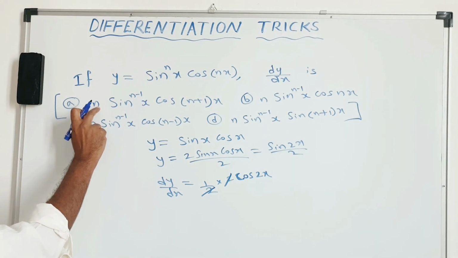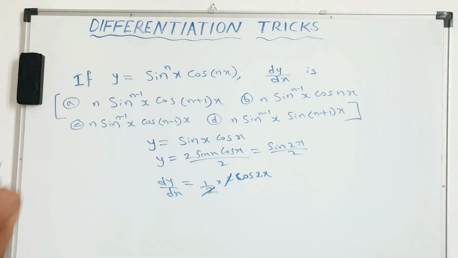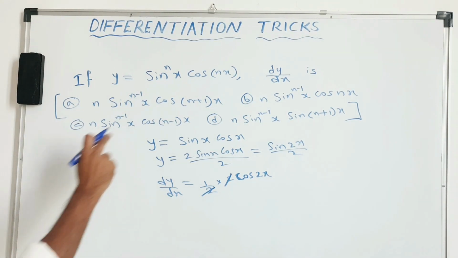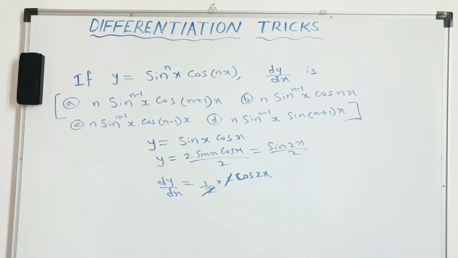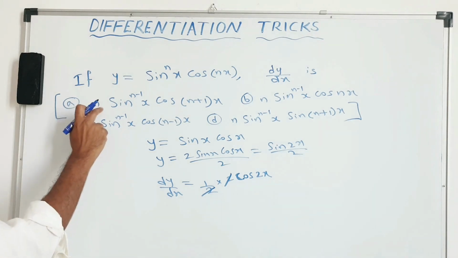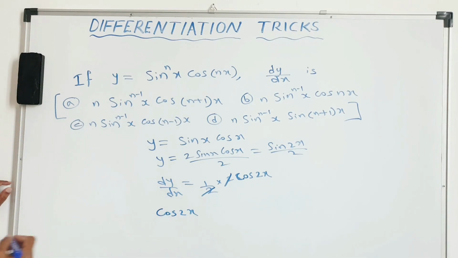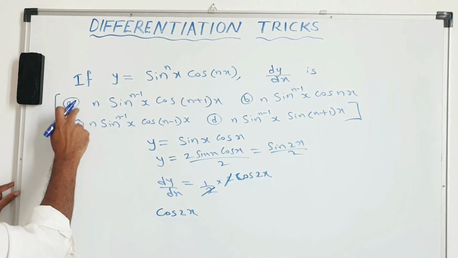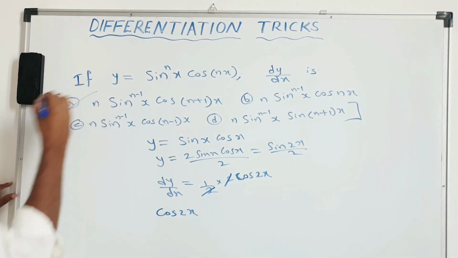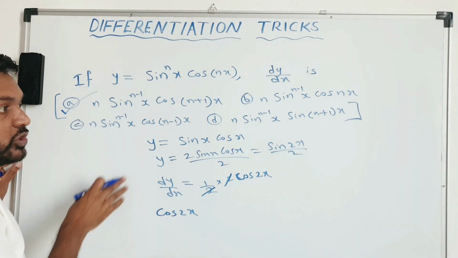Here, first option, when I put n as 1: 1 into sin raised to 1 minus 1 x means sin raised to 0 x. Anything raised to 0 is 1. Into cos of 1 plus 1 into x, cos 2x. So 1 into cos 2x. I am getting cos 2x for option A. Our answer we already got is cos 2x. It is matching with option A. So option A is the correct answer. So here also we could successfully apply the substitution trick.